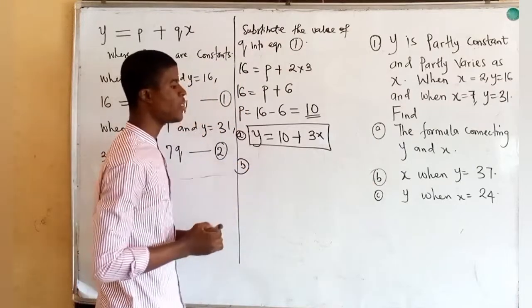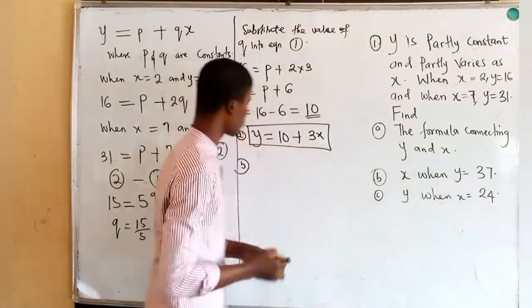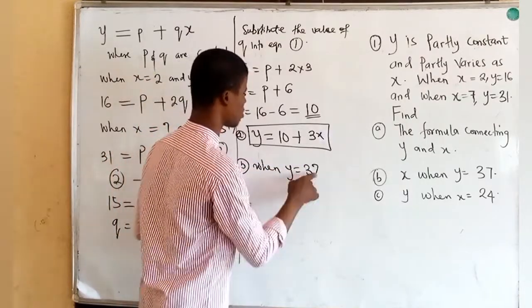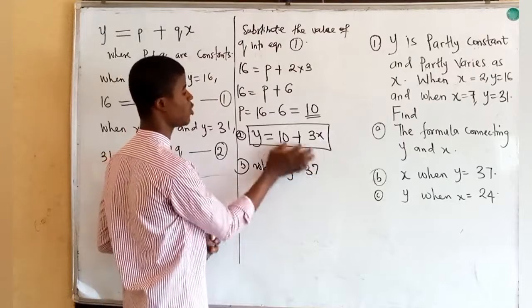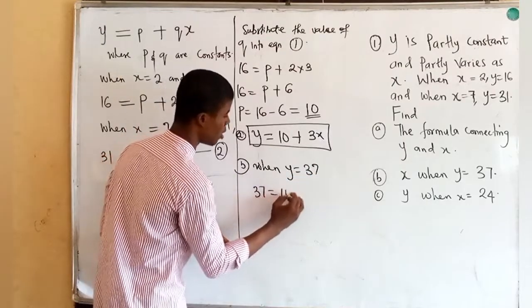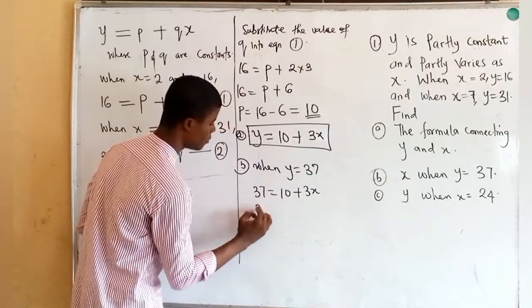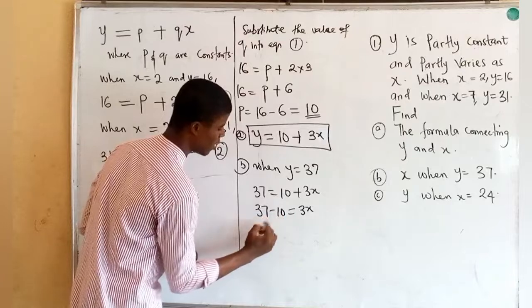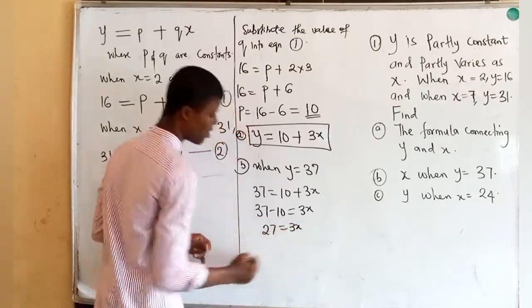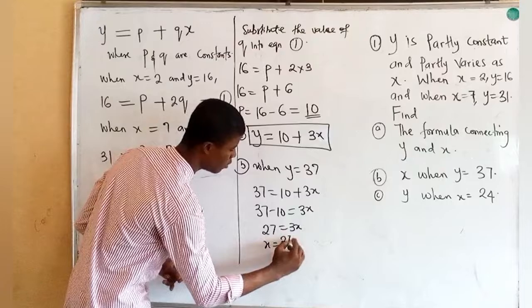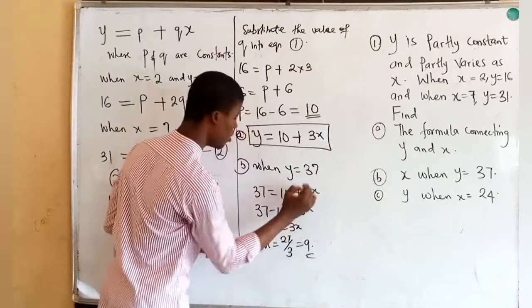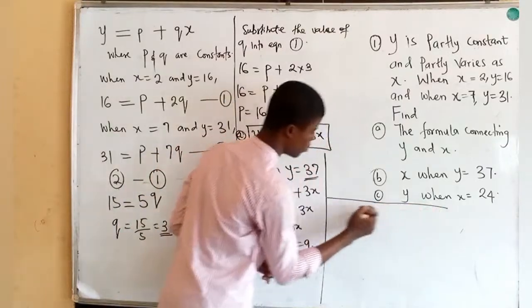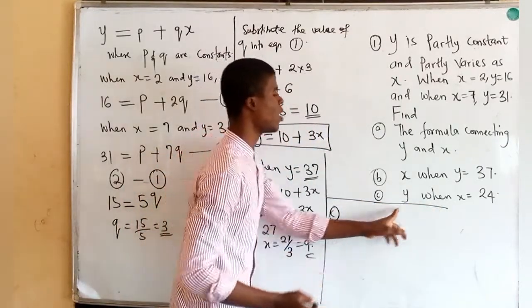B says find x when y is 37. So when y is 37, I'll substitute this value of y, which is 37, into this equation. So 37 is equal to 10 plus 3x. So 37 minus 10 is equal to 3x. So 37 minus 10 will give me 27 equal to 3x. So dividing both sides by 3, x is equal to 27 over 3. That's 9. So when y is 37, x is 9.